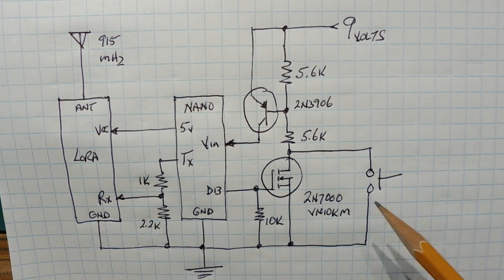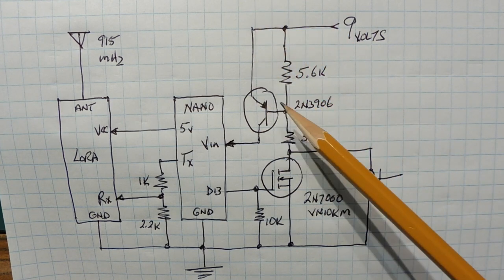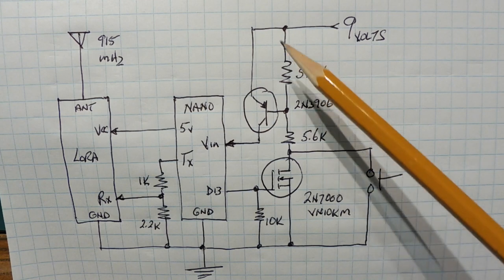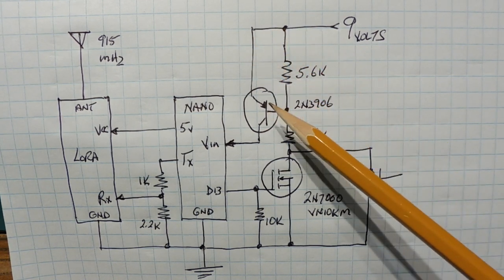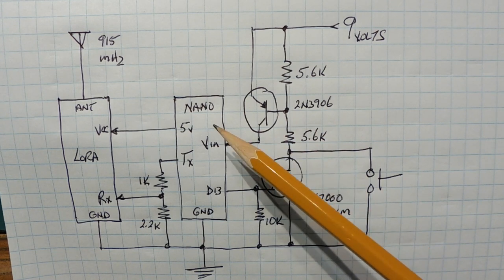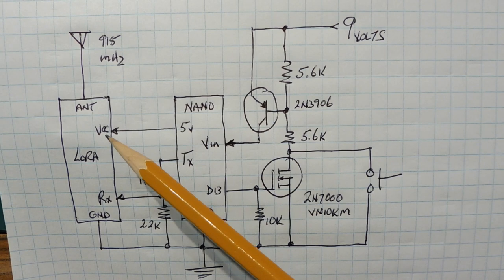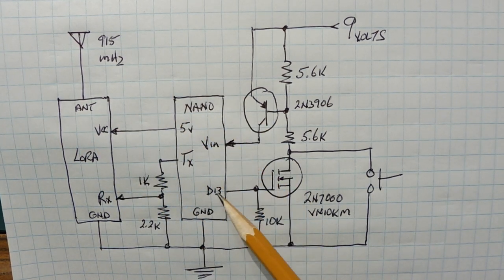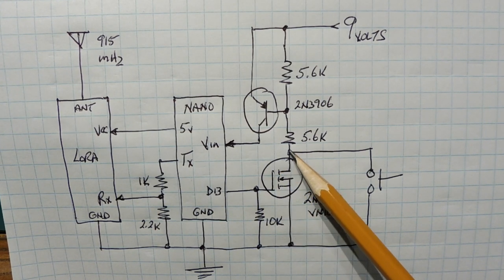Now to turn it on, we momentarily press the push button. Now we'll get current flowing from 9 volts through the emitter base junction through this resistor, 5.6K, and then to ground. So this small current flowing from the emitter base will give a large current flowing through the emitter collector into Vin of the Nano, which will turn on the Nano, and the 5 volts from the Nano will turn on the LoRa radio module. Now the first instruction the Nano is going to run is turn on D13, it's going to go high, which is going to turn on this MOSFET, and the drain will go to ground.